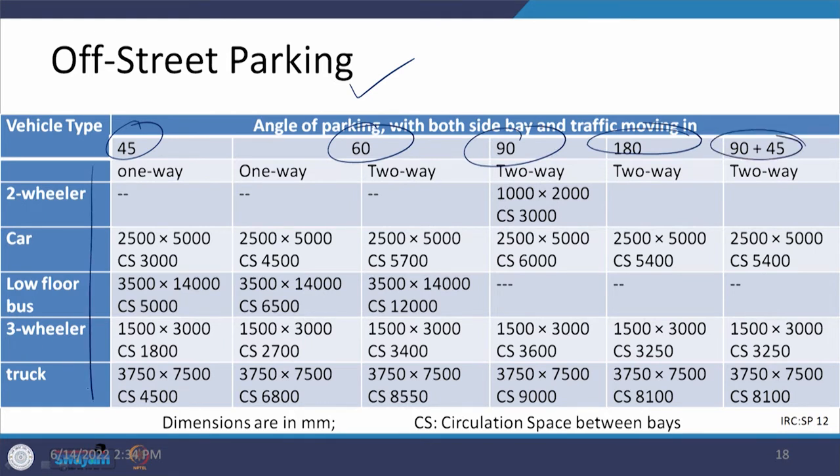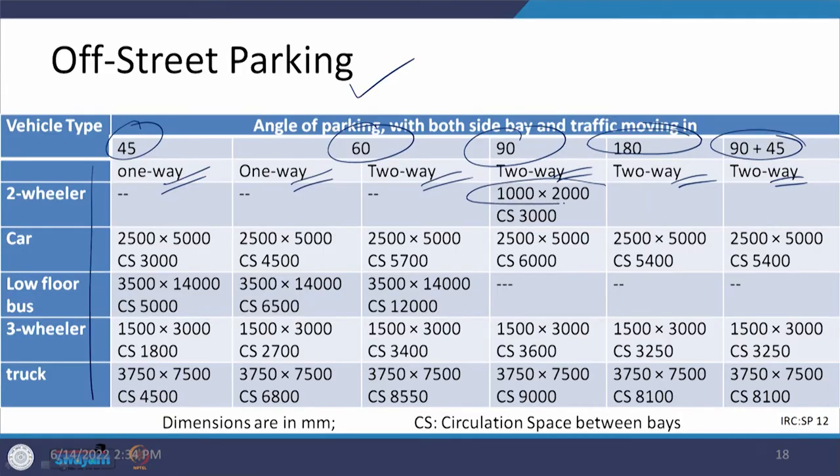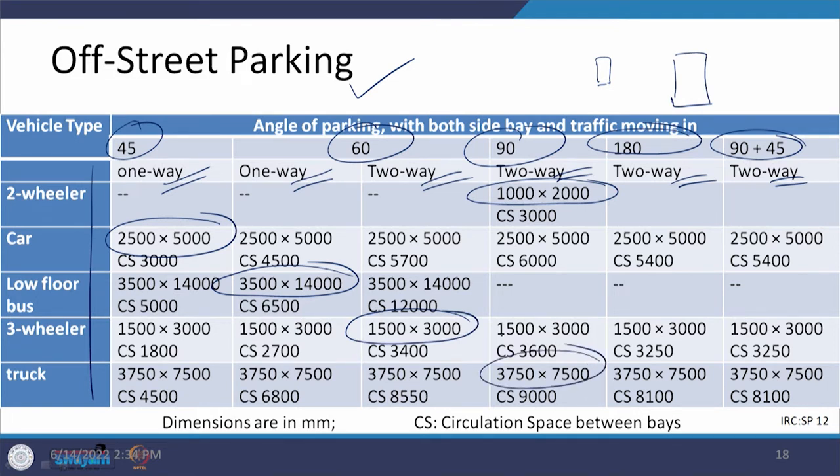There are different vehicles. There are possibilities of the type of movements, one-way movement or two-way movement. Now, for different categories of vehicles, they are defining the size of the area in which one vehicle can be parked. Say for two-wheelers, it can be 1000 by 2000 mm, depending on the size of the vehicles. In the case of cars, 2500 by 5000, in the case of low floor buses, it is 3500 by 14000, in the case of three wheelers, it is like 1500 by 3000, and in the case of trucks, it is 3750 by 7500. So, this is the size of one parking stall in which one vehicle is going to be parked.